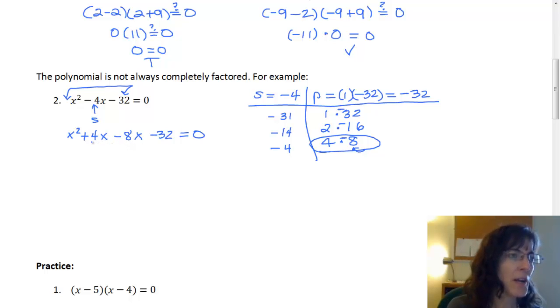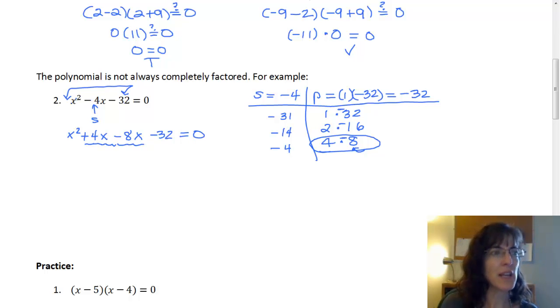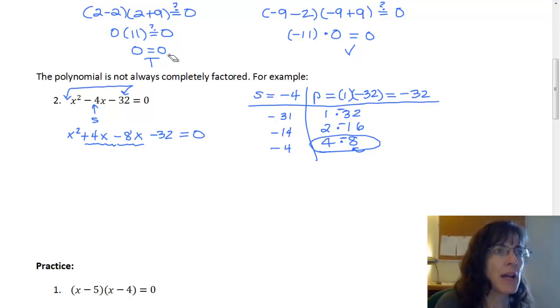And I also want to double check that when I add these two terms together, I do get that negative 4x that was there in the original problem. And so I have a positive 4x plus negative 8x, and that will give me a negative 4x. So this is an equivalent representation of my problem. And then I just want to erase here. Okay, and then I have 4 terms now, so I'm going to use factor by grouping here.